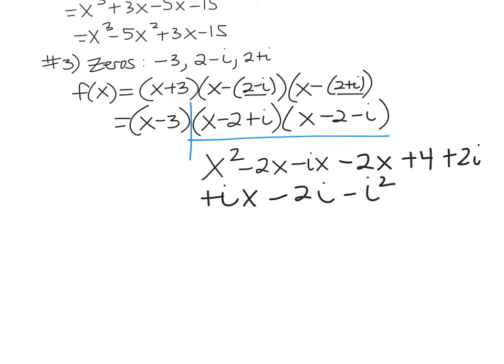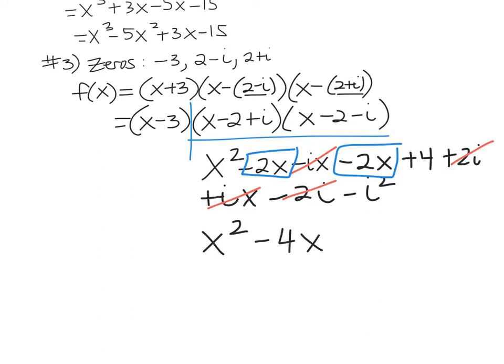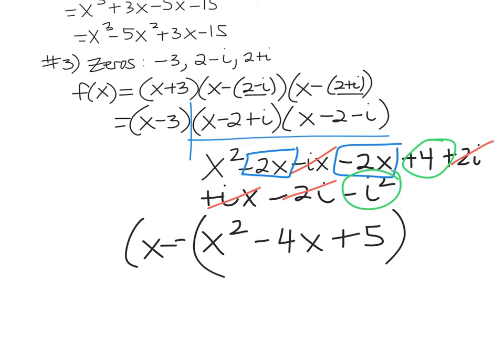Now let's start canceling some stuff, right? I've got a -ix and a positive ix. Those are gone. What else can I cancel? I've got a 2i and a -2i. And so now what I end up with is x squared, and then I have a -2x and a -2x give me -4x, good. And then I have a positive 4 and a -i squared, which is really 1. And so I get +5. Amazing. Now we're going to take that and multiply it times x minus 3.